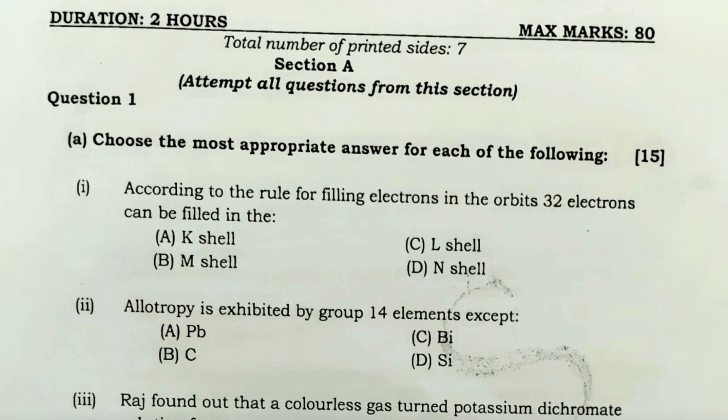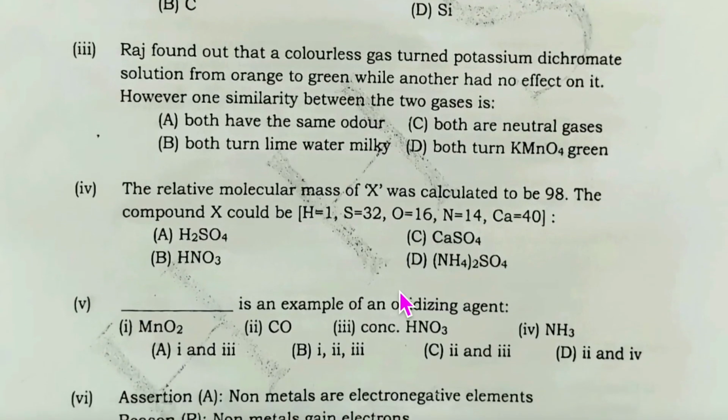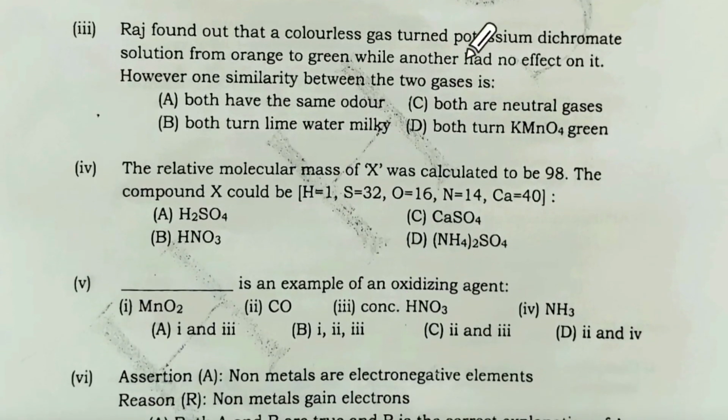Raju found, what did he find? That a colorless gas turned potassium dichromate from orange to green, which means it will be SO2, while another had no effect, which means this must be CO2. Correct or no? We know practical chemistry. Yes. But there is one similarity between these two gases. Which is the similarity? Both turn lime water milky, right? So the third one is what? B. Right over there, both turn lime water milky.